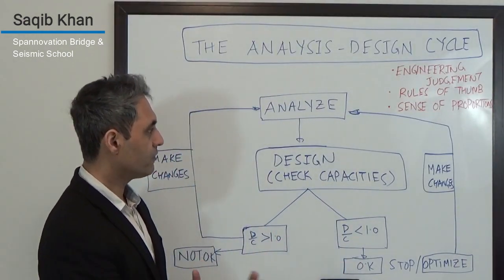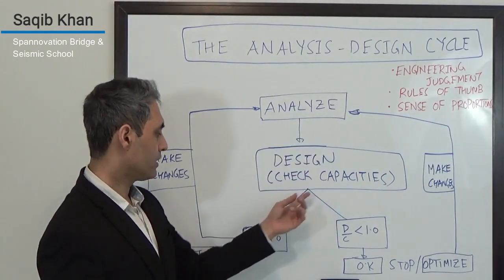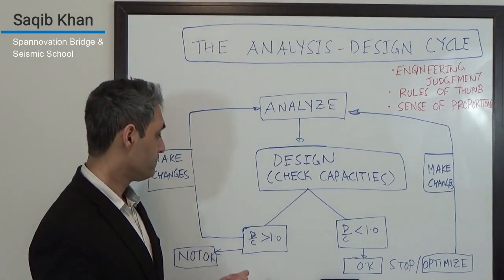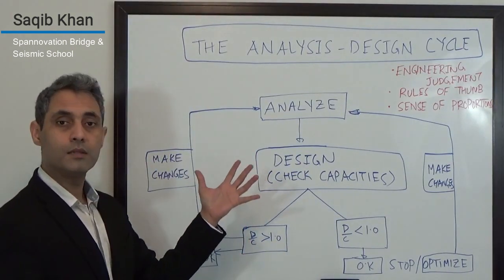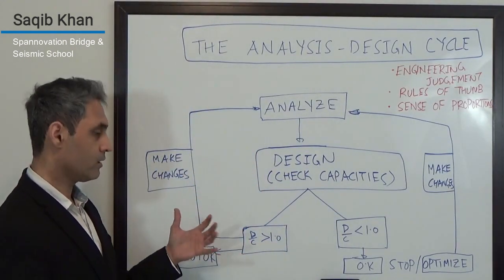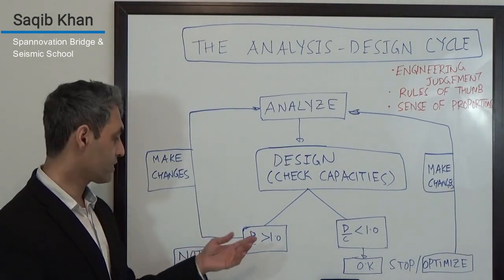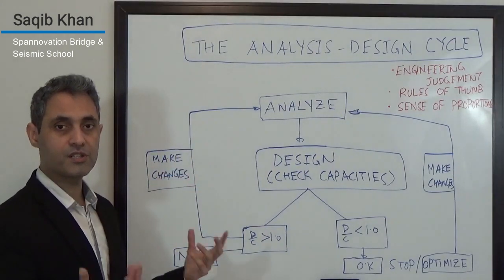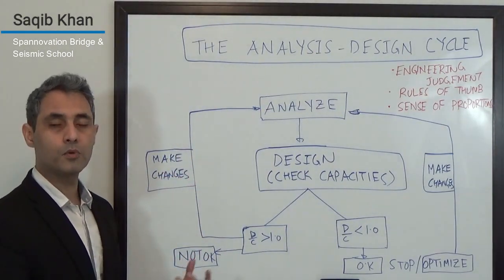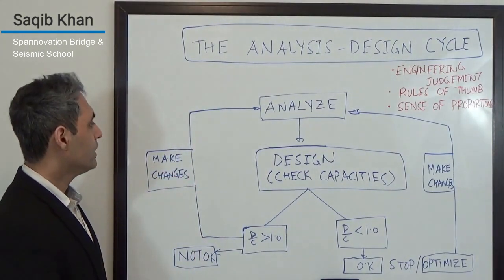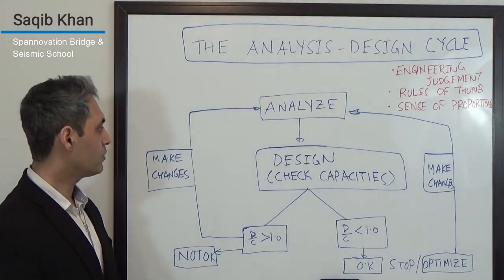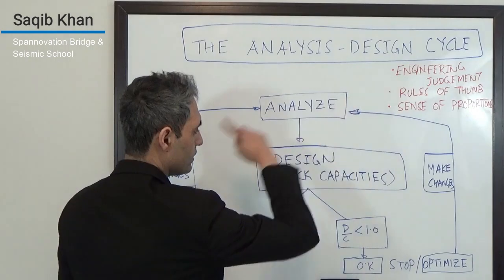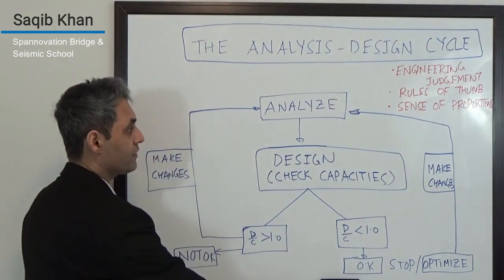The flip side is that when we run the D over C checks, they end up being larger than 1, in which case we know that our members are not adequate for the loads that they have to resist. So we now go and make changes. We might be thickening our sections, we might be putting more rebar or more pre-stressing or more steel in our girders or columns or what have you. We reanalyze and we go through this cycle all over again until we're satisfied.